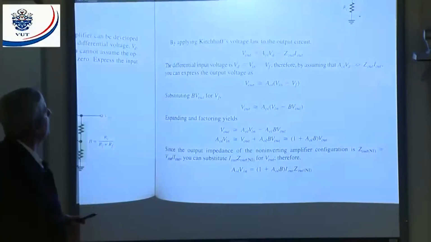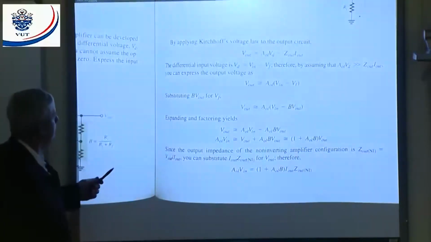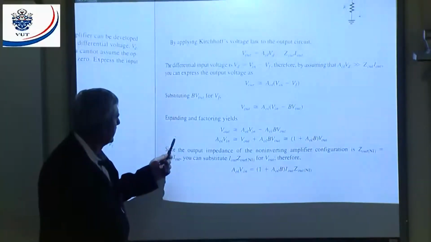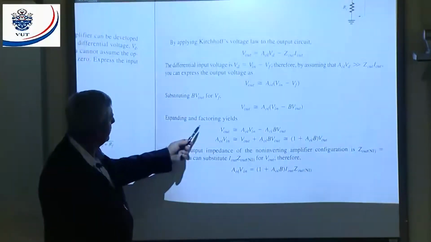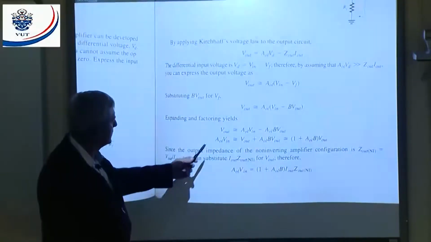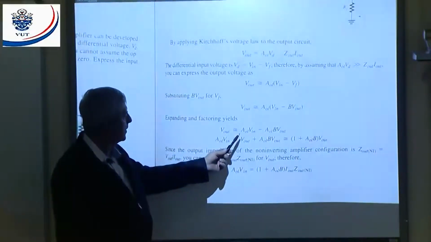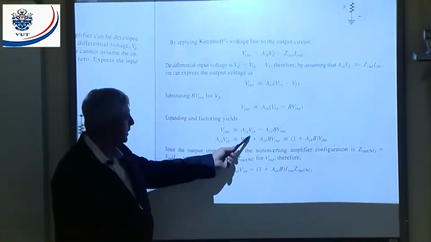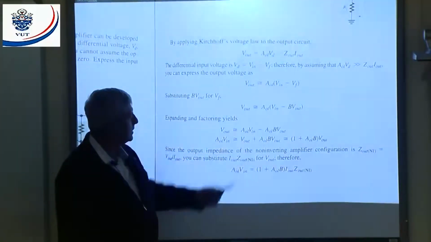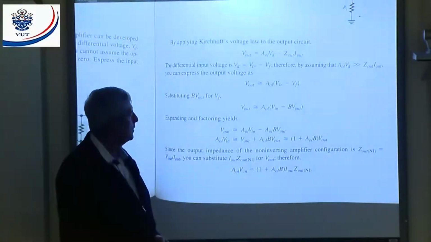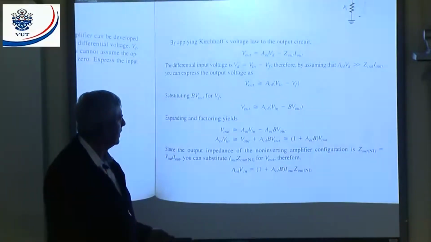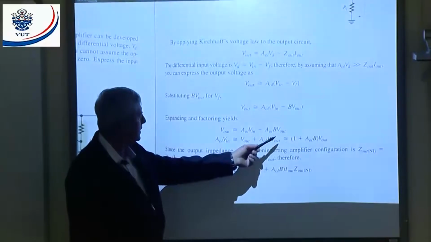Right. Expanding and factorizing, we can say V out is approximately equal to the open loop gain times V in minus the open loop gain times my attenuation times V out. You can take that term across. Then we can say the open loop gain times V in is approximately equal to V out plus the open loop gain times my attenuation times V out. You can take V out as a common factor. Then you'll get 1 plus the open loop gain times my attenuation, times V out.